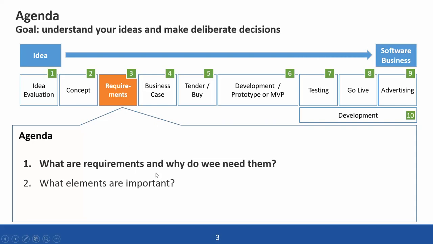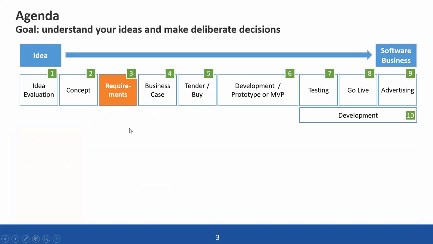We'll see what requirements are and why we need them, what the important elements are, and like always I will go with our example, frame style. Like I said in the last videos, I had this idea of a wireframe tool, to not draw the wireframes anymore in PowerPoint or on paper, but to have a digital tool to draw my wireframes. Based on this idea, we have evaluated it, we have made a concept about it, and today we will see how to write requirements based also on this example.